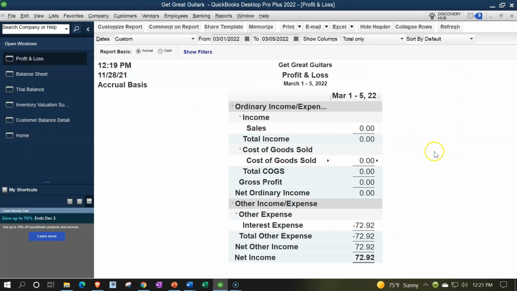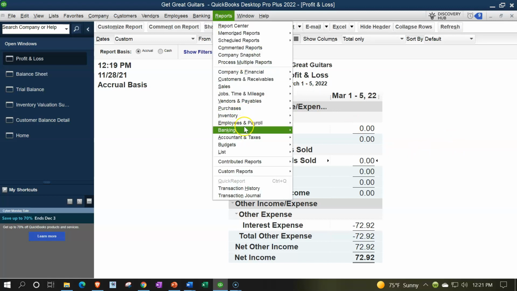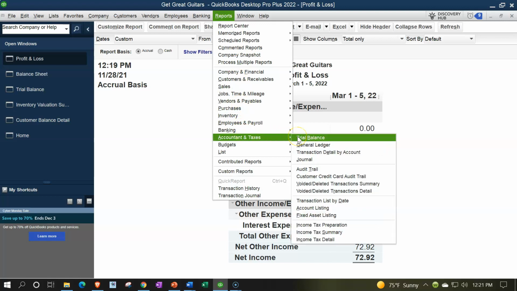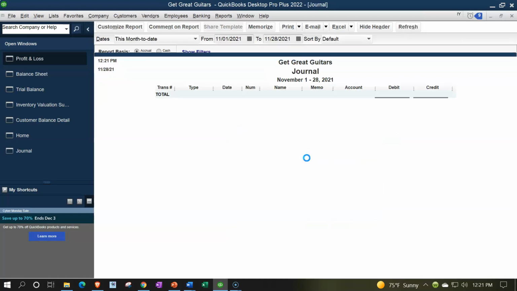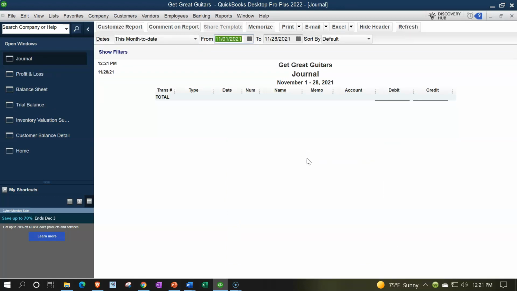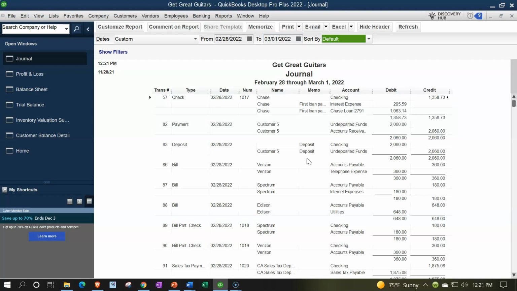So to check this stuff, of course, we're going to be building up our journal entries now. In the reports drop down, if you go to accounting and taxes and look at your journal report, and run this as of 02/28/22 to 03/01/22, we've got our adjusting and reversing entries. This records all the transactions.